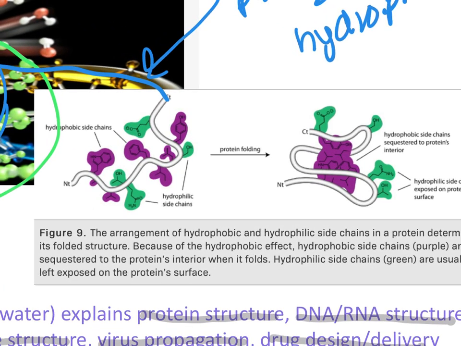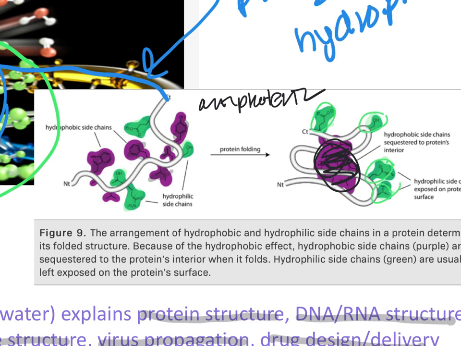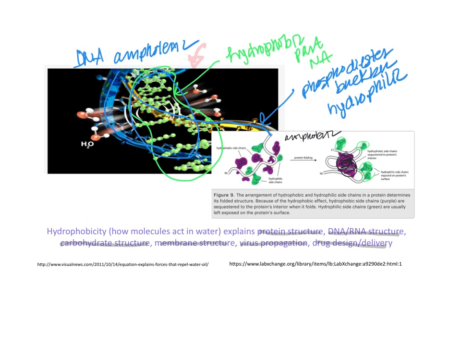You can see the same thing in this diagram of protein structure, where all of the ones in green are the hydrophilics, and the ones in purple are hydrophobic. So again, proteins are also amphoteric. When placed in water, all the hydrophobics clump together on the inside, and all the hydrophilics hang out on the outside. So hydrophobicity and the hydrophobic effect describe basically all the structures of a cell and all the parts of a cell.